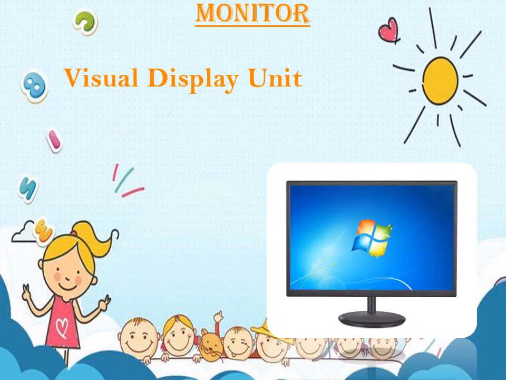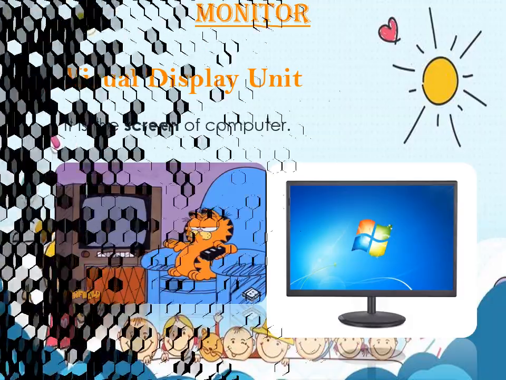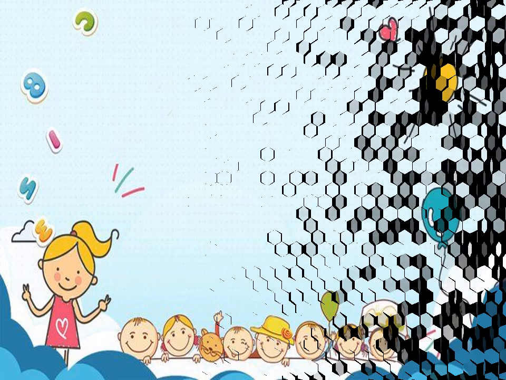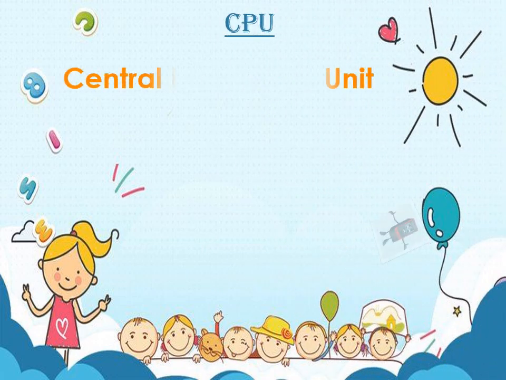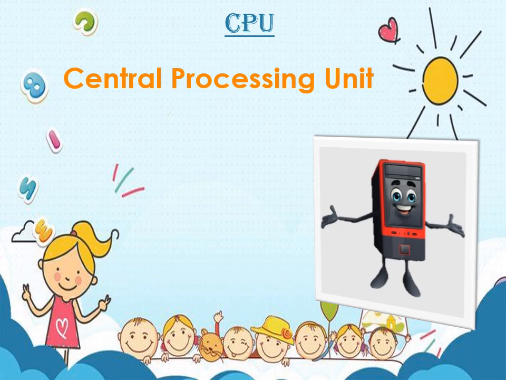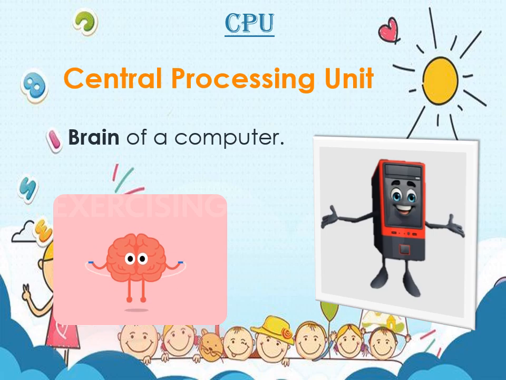Monitor is also known as visual display unit. It is the screen of computer. CPU is also known as central processing unit. It is the brain of a computer.